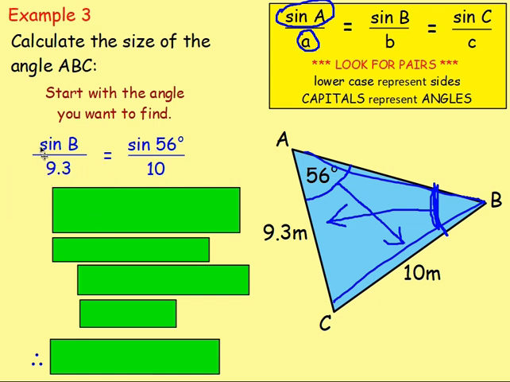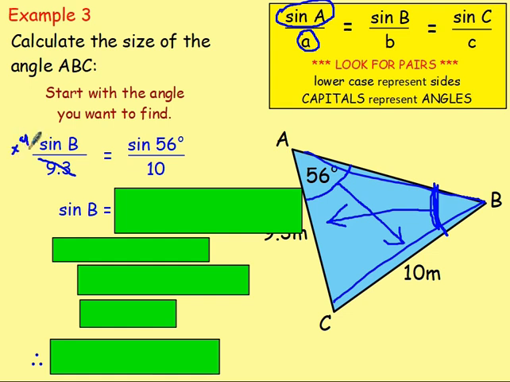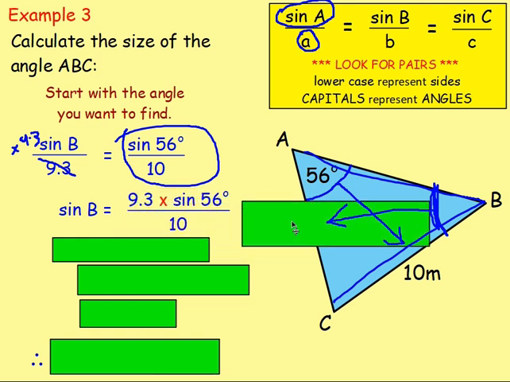Good, well done. After that, get sine B just on its own by getting rid of the divide by 9.3. Because we're getting rid of divide by 9.3, we would multiply by 9.3, and that would cancel out the divide by 9.3. But on the other side, we would also have to multiply this by 9.3 as well. So when we multiply, we just put it on the top, but again, put it in front of sine, so it's going to be 9.3 times sine 56. And again, we're dividing that by 10.